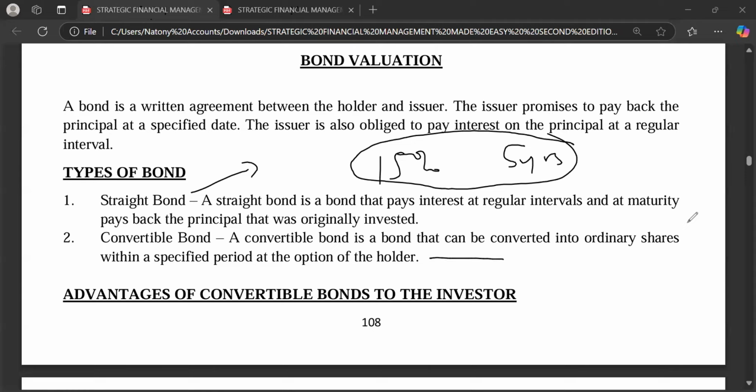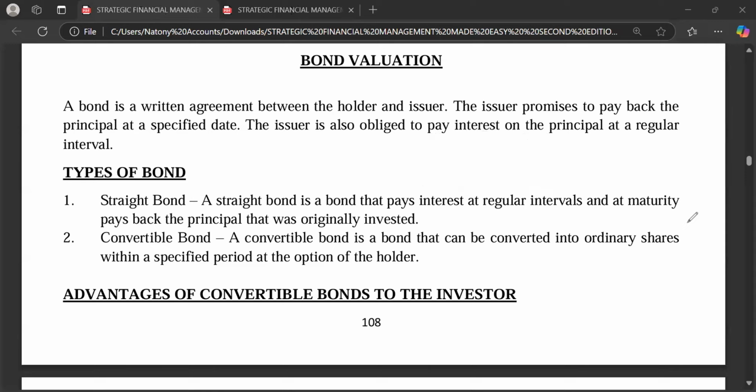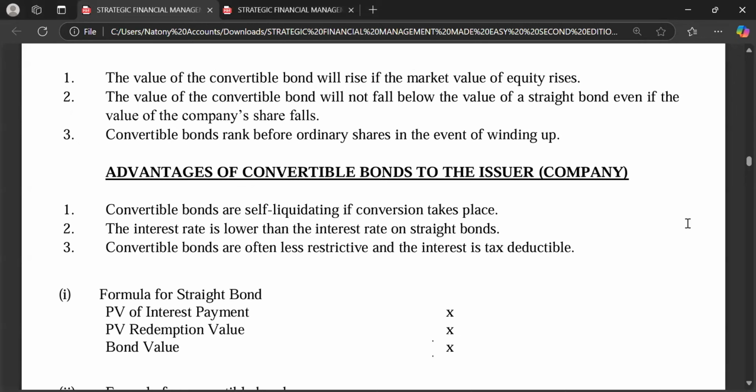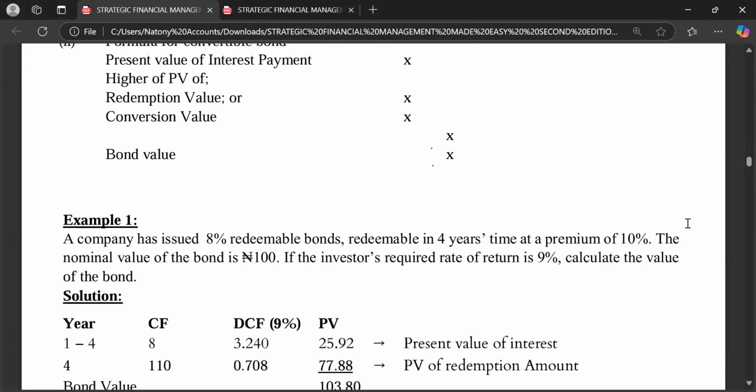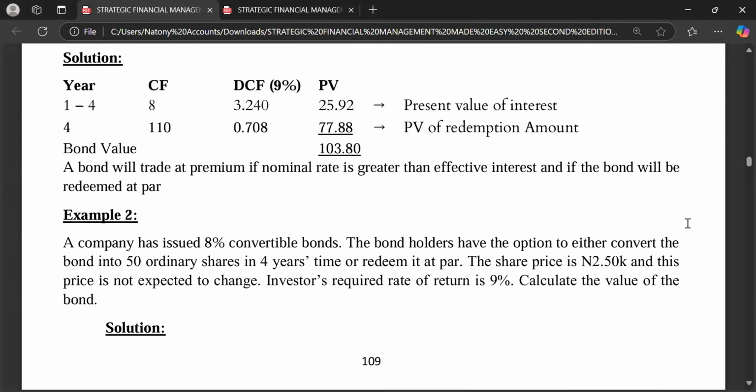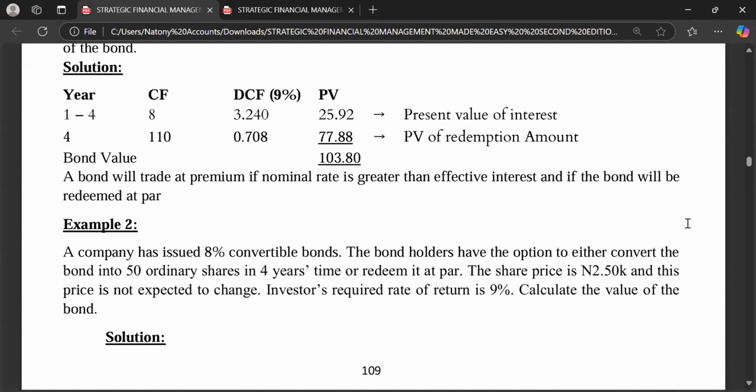So for the convertible bond, the bondholders have the option to convert at maturity. So the bondholders will decide to convert. If it is more favorable to them, they will convert it to shares. But if it is not, they will allow the option to lapse. But you can check my video on bond valuation. I'll only refresh your memory in this lecture. So these are the advantages. There are some advantages of bonds to the bondholders. I think that is in my video, introduction to bond valuation.